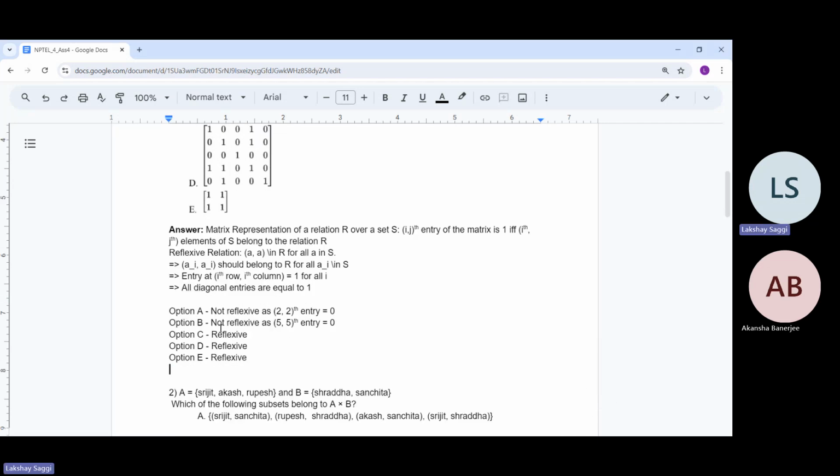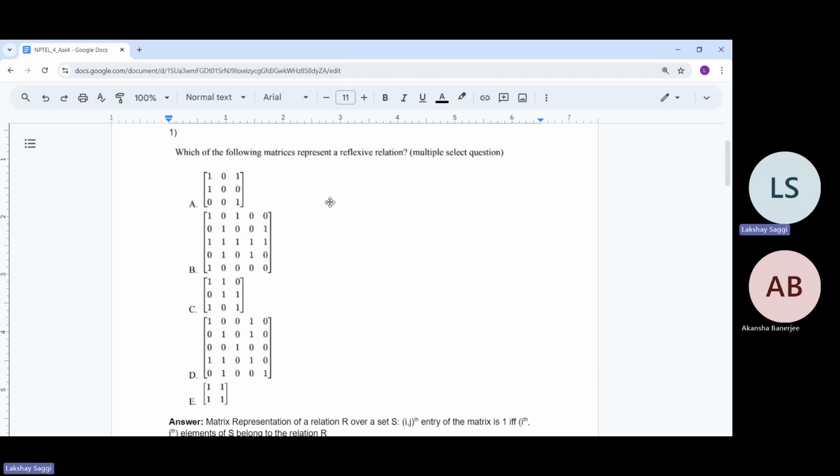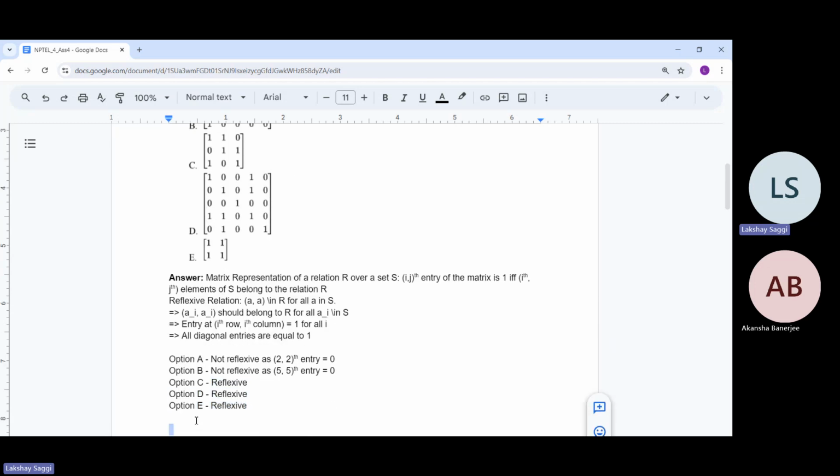Okay. So this is how, in this question, the correct answer is effectively options C, D, and E. Which of the following matrices represent a reflexive relation? So the answer is C, D. Hence, options C, D, E are correct.